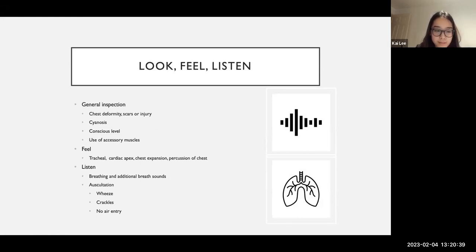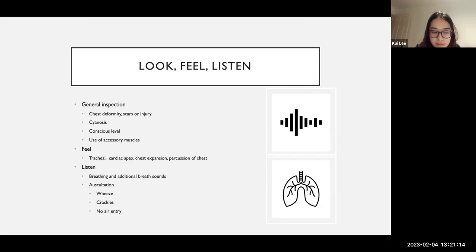Moving on to an inspection of the chest, we normally have a good look at the chest to see if there's any injuries, scars, and deformities. We also like to just see if the patient's conscious level is still alert, able to speak to you. And again, if there's any use of additional accessory muscles. In terms of feeling, some really useful things to look for is whether the trachea is still central, and if the apex beat is deviated.